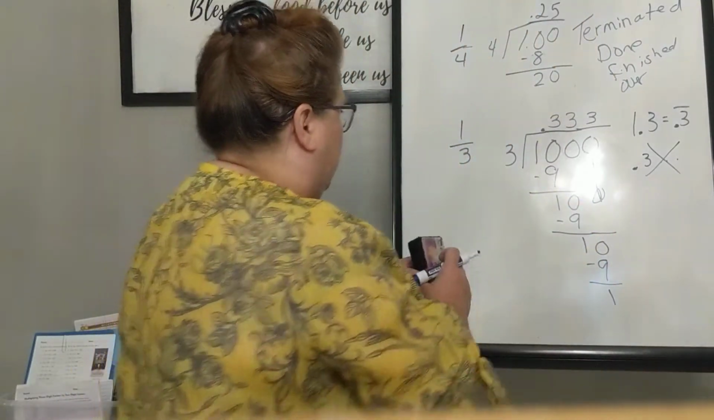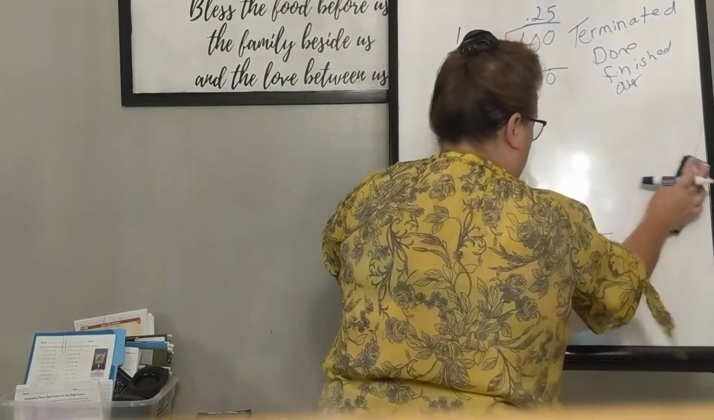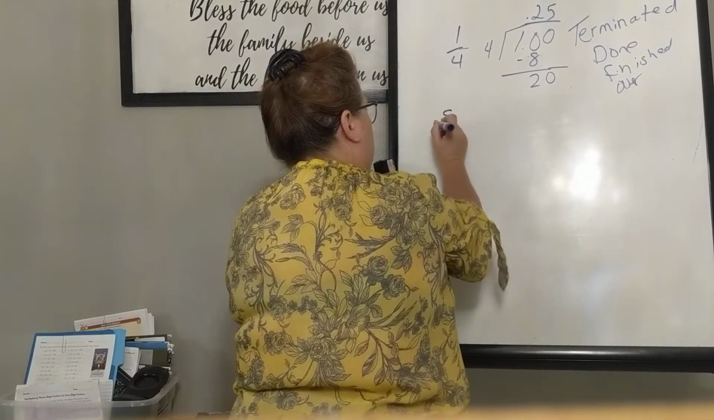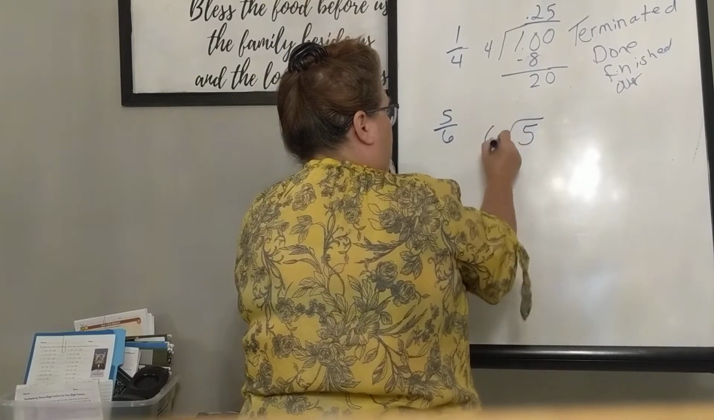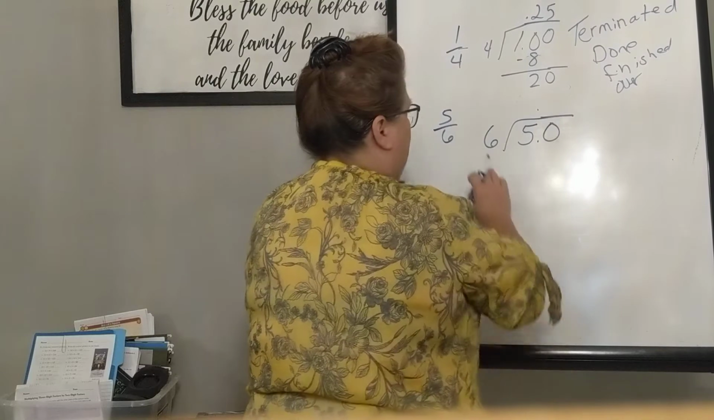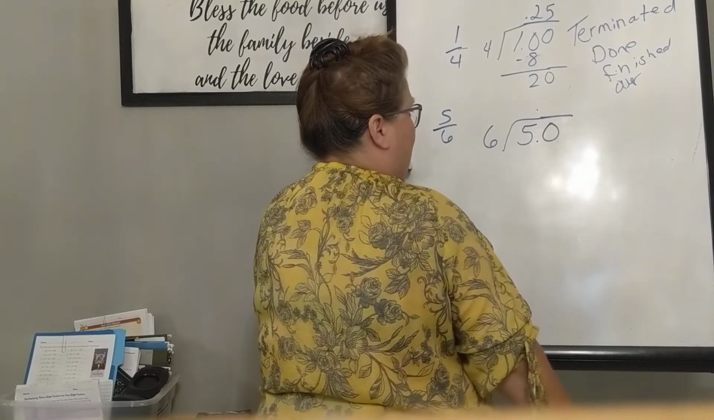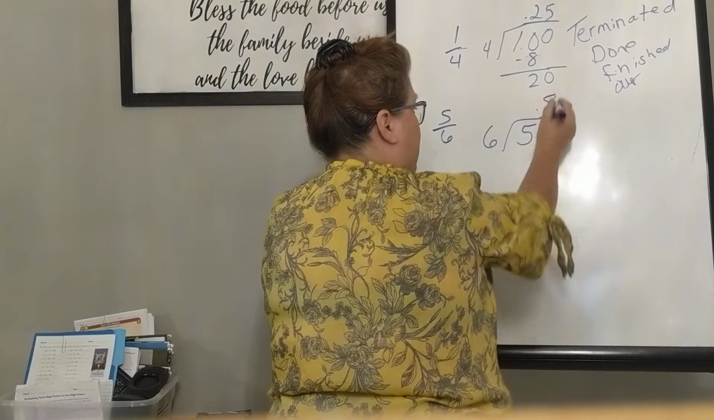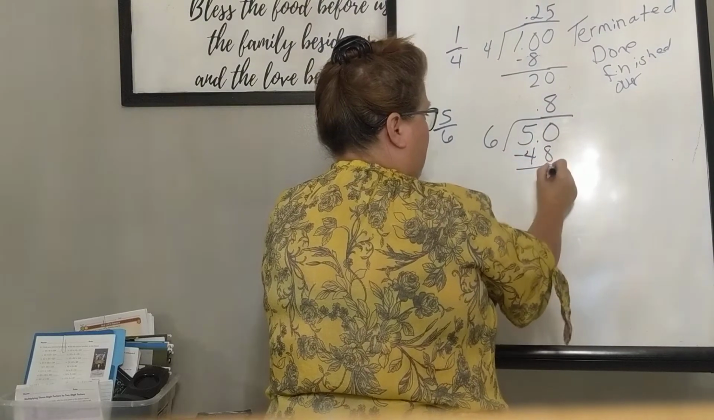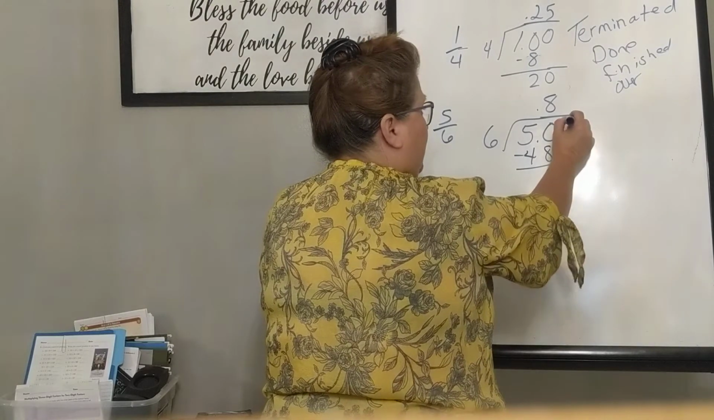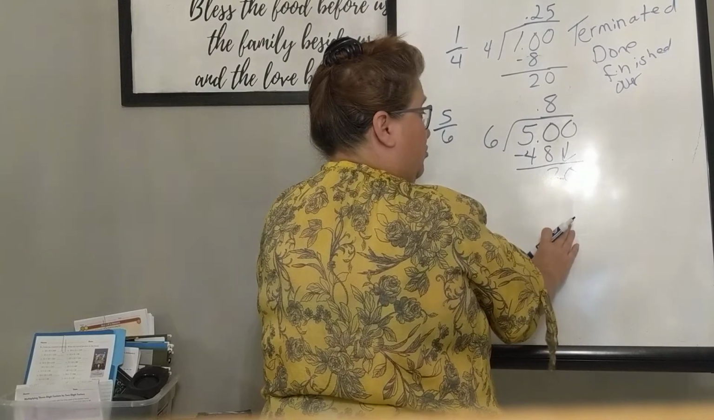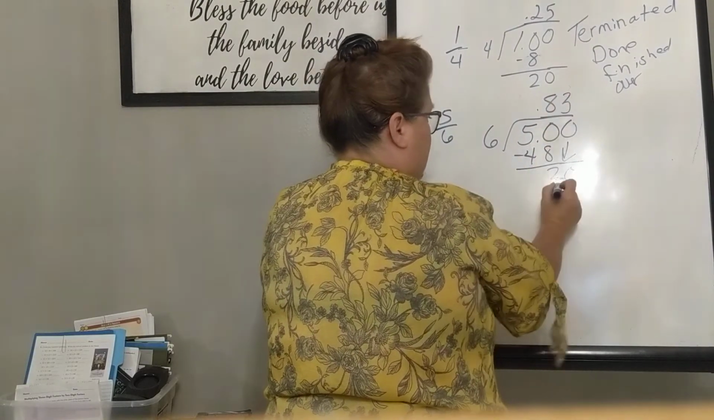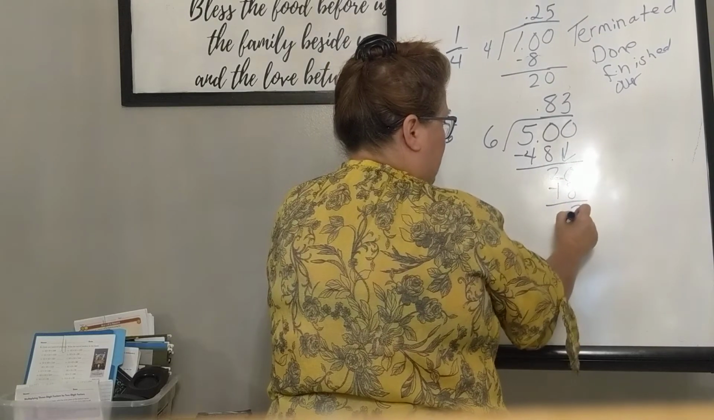So let's go ahead and do 5/6, or 5 divided by 6. Okay, so we'll put our zeros. How many times will 6 go into 50? Well, 8 times 6 is 48, so we're going to put 8 up there. We subtract. 50 minus 48 is 2. We annex a 0, bring it down. How many times will 6 go into 20? 6 will go into 20 3 times. 6 times 3 is 18. 20 minus 18 is 2.